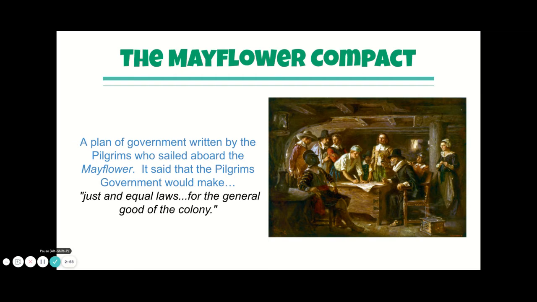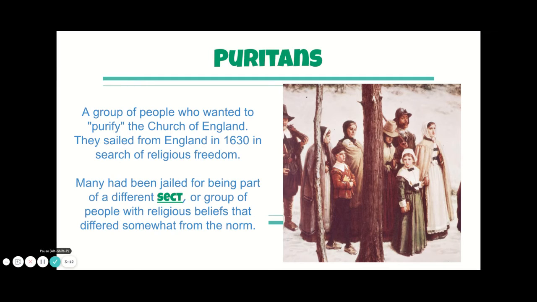This was the plan of government written by the Pilgrims who sailed aboard the Mayflower. It promised that the Pilgrims' government would make just and equal laws for the general good of the colony. So they truly believed that they were going to be fair and make laws that were fair.